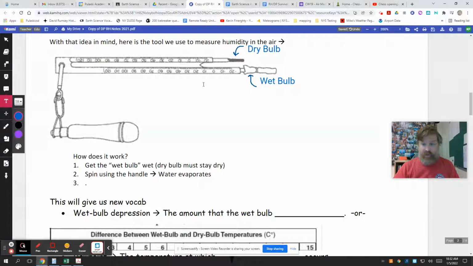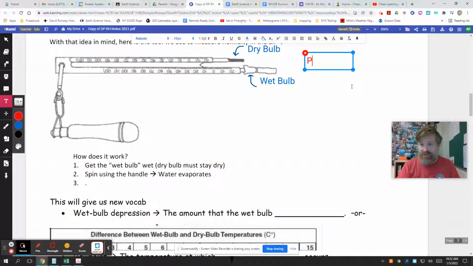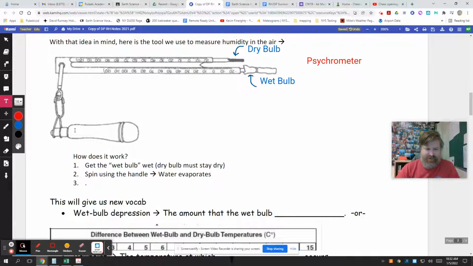So this contraption, and this is definitely a question that is asked occasionally, is called a psychrometer. Psychrometer. That's a device to measure humidity. Specifically, and this is less of a concern, one that you spin, like with a handle, is called a sling psychrometer. Whatever on that. Psychrometer is the thing.